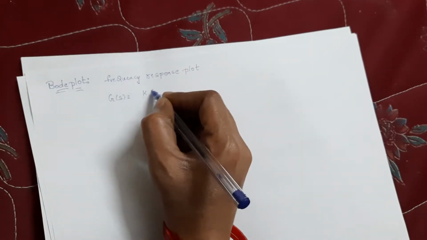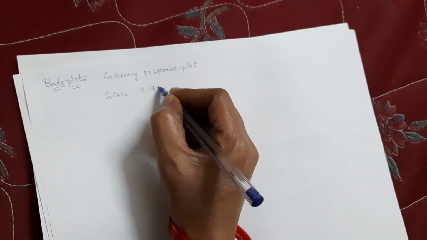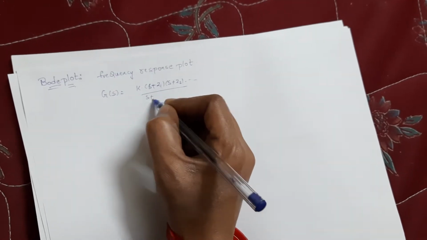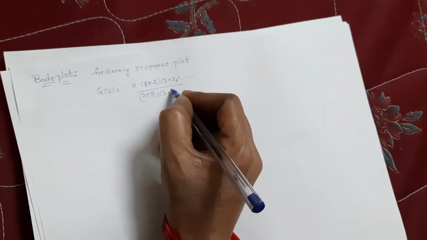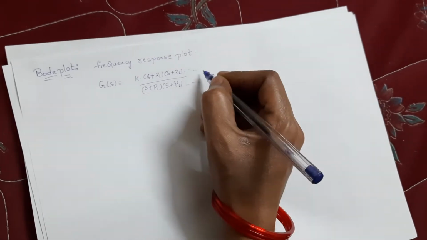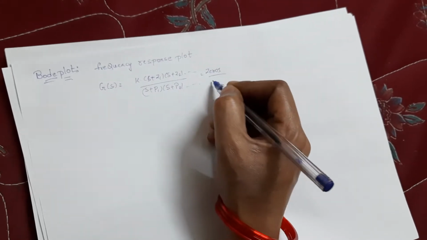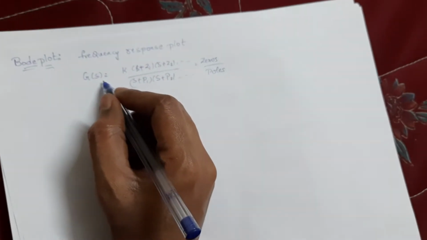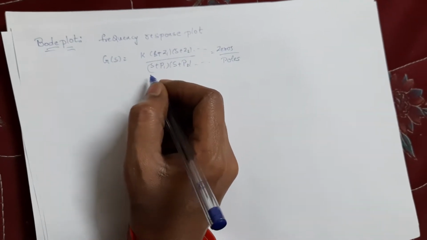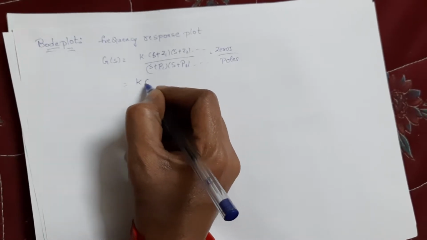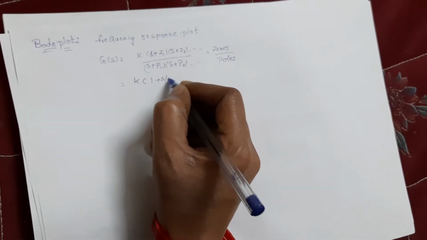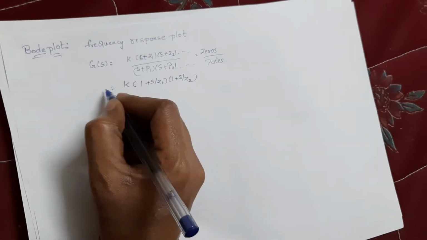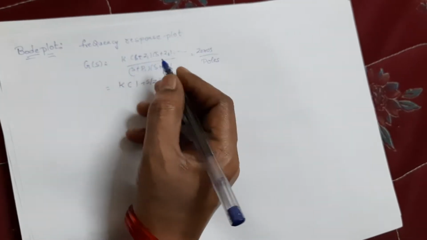It will be in the form of k into (s plus z1), (s plus z2) and so on, divided by (s plus p1) into (s plus p2) and so on. So numerators are called zeros and denominators we are calling poles. To construct a Bode plot, if G of s is given in this format, we should change it into k into (1 plus s by z1) into (1 plus s by z2). When you are writing like this, you are taking z1 common.